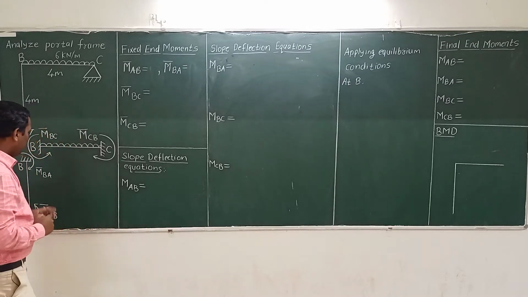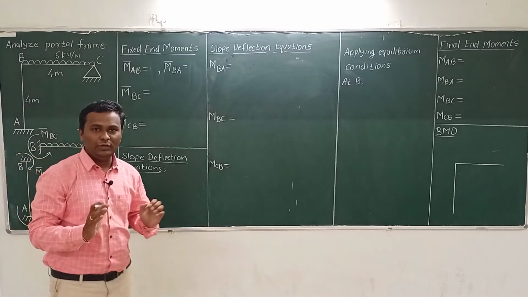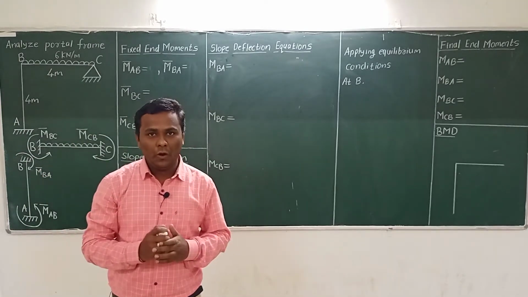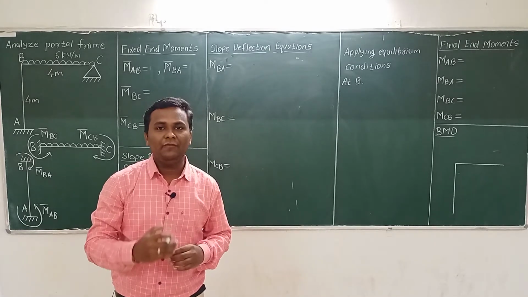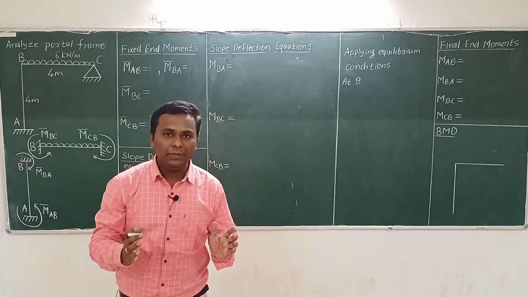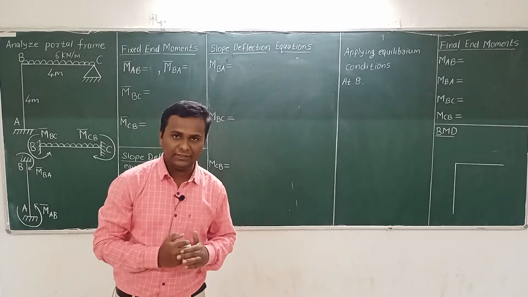Here we go for the first step. The first step is that we have to divide this portal frame into some segments, or we can say that each member of this portal frame we have to consider as a fixed beam or a fixed column. Fixed beam or fixed column means what? Whose both ends are fixed in this case.